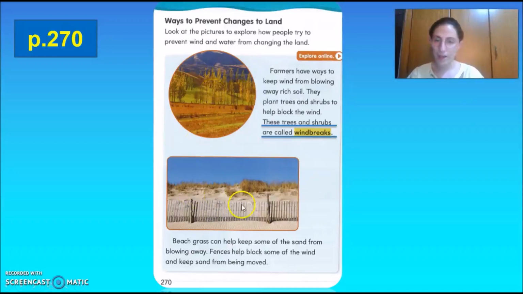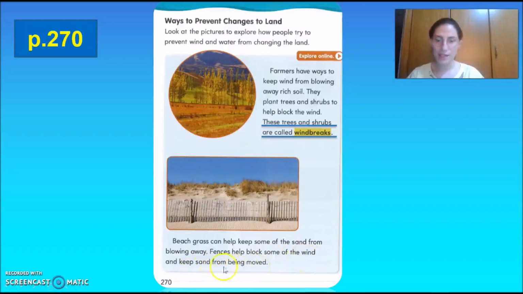Clear? In the second picture, what do we observe? Excellent. We observe a beach. And what do we observe on the beach? We could spot the beach grass and a fence. Let's check out what's happening. Beach grass can help keep some of the sand from blowing away. Fences help block some of the wind and keep sand from being moved.